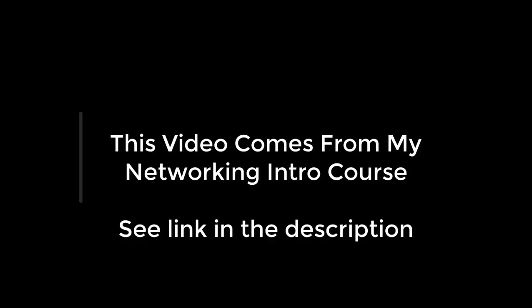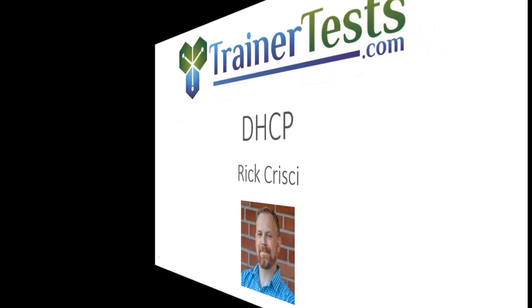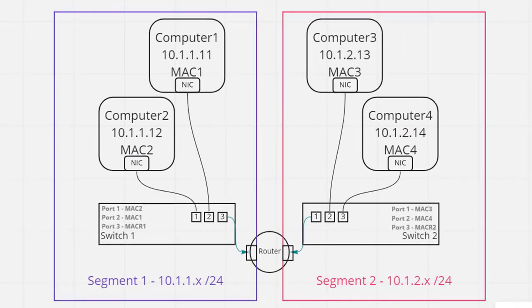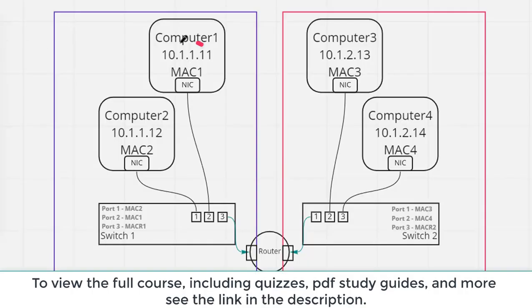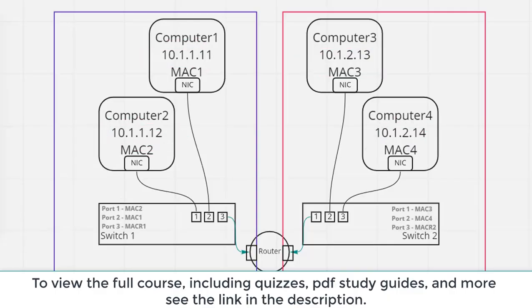In this video, we'll learn about Dynamic Host Configuration Protocol, or DHCP. And here we see our familiar network diagram that we've used for many of our lessons. Now, one of the key elements of this diagram is the fact that these computers all have IP addresses. Well, that's great. They do all have IP addresses, but how did they get those IP addresses? There's a couple different ways that IP addresses can be assigned to these computers.